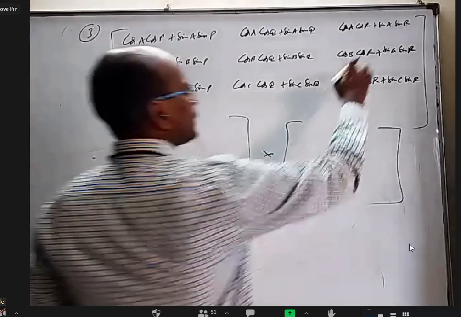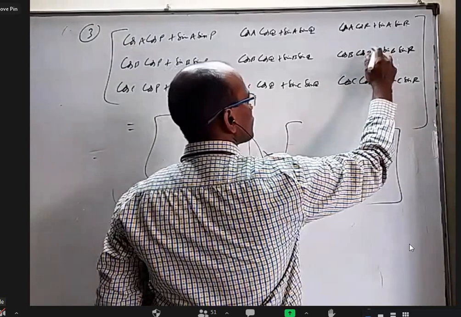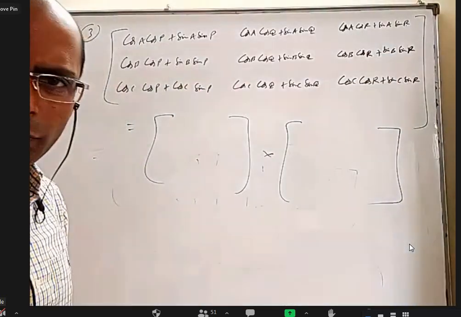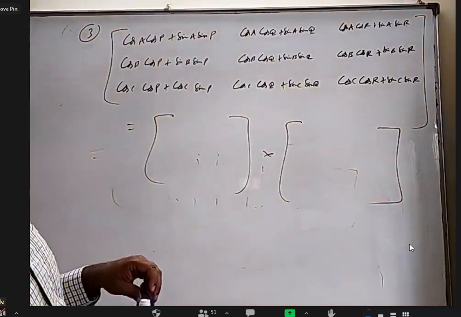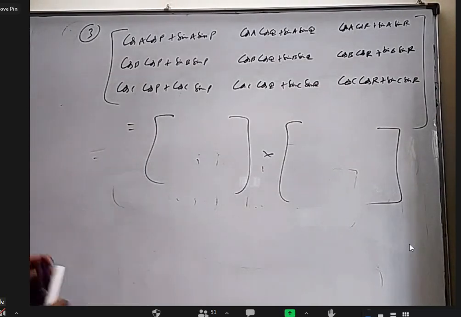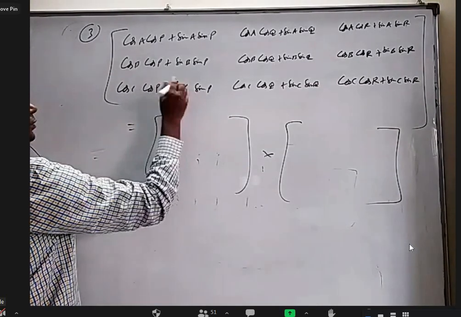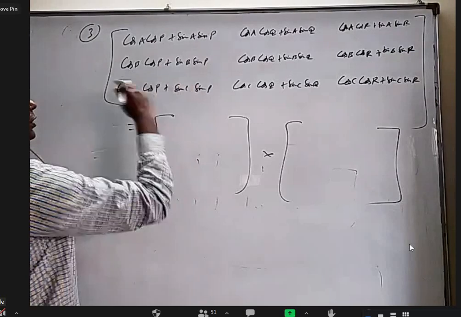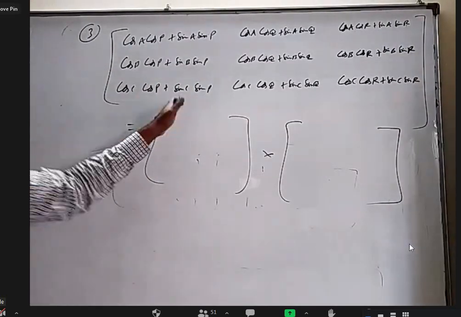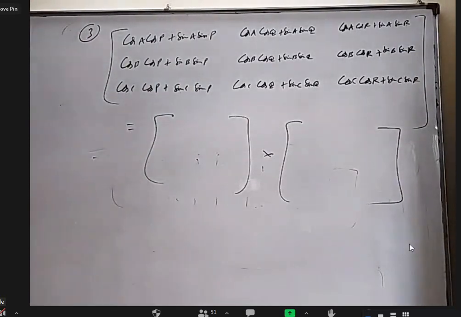Sir, in the third row, the first term should be sin C. Oh, okay, thank you. This should be sin C only, because the pattern should follow. So cos C cos P plus sin C sin P. Yes, you're right. Thank you.